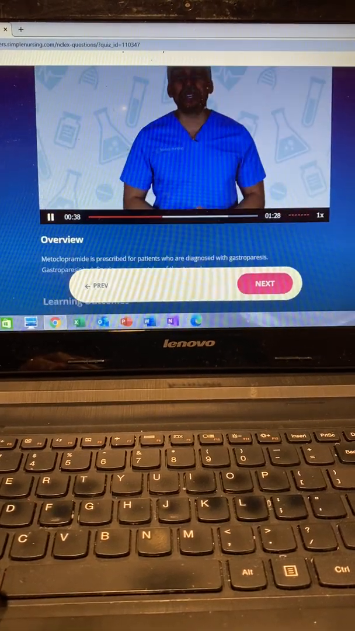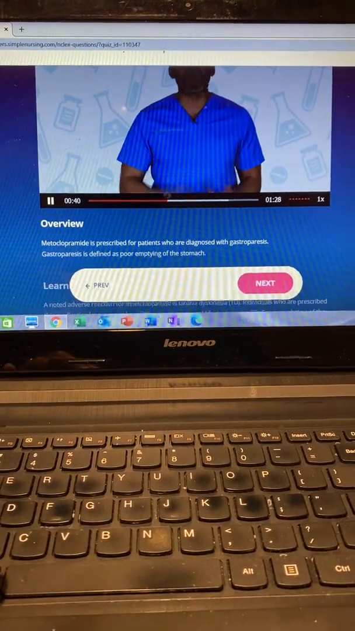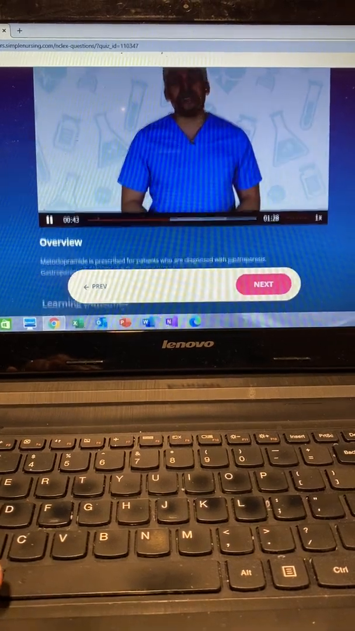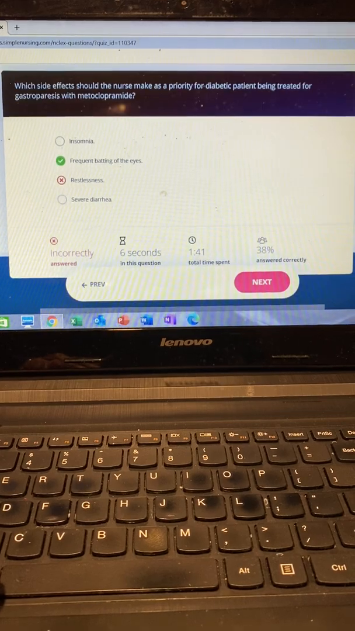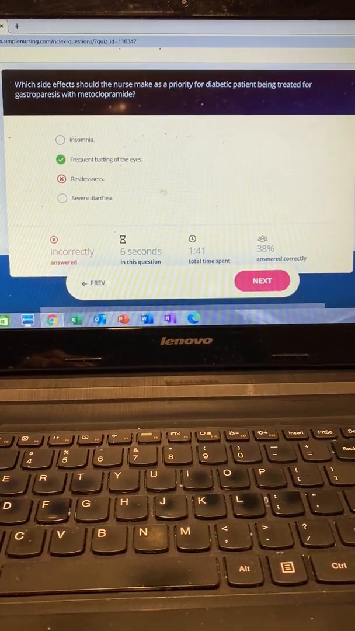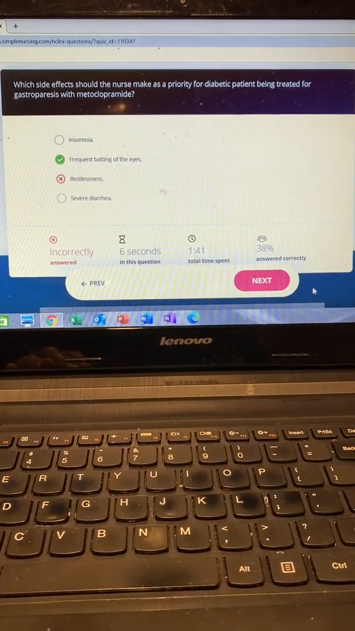So option number 1 is incorrect. Insomnia is possible with a side effect for this drug. Now option number 2, that's our big one here. That one's correct. Frequent batting of the eyes indicates tardive dyskinesia.